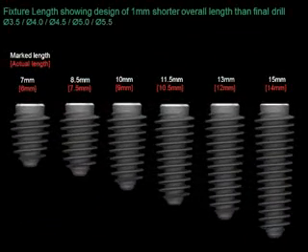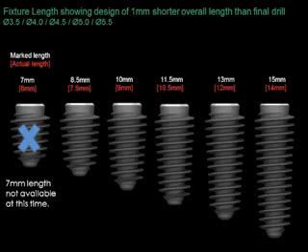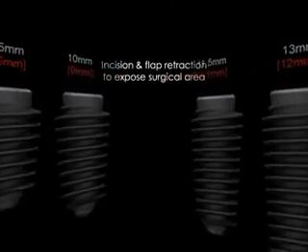Now, at this point in time, we do not have the 7 millimeter length implant available, but that is coming hopefully in the near future. The lengths are 8.5, 10, 11.5, 13, and 15, but 1 millimeter shorter than the actual written length. So an 8.5 millimeter implant is actually 7.5, and so forth and so on. So let's look at the case.